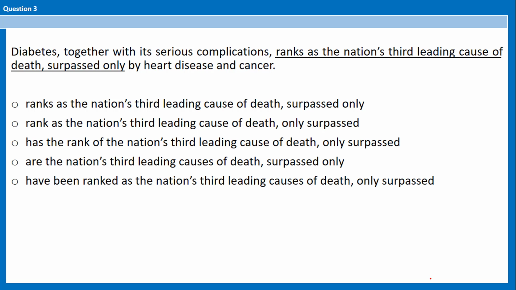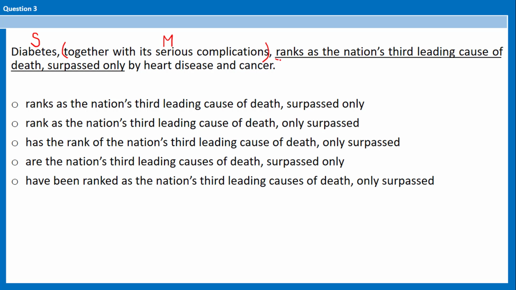So find the subject, identify modifiers, okay, find the verb, and then do the splits. The subject here is diabetes, right? Together with the serious complications is a modifier between commas. You can't get rid of it. Diabetes, what is a verb? It's right after the modifier.